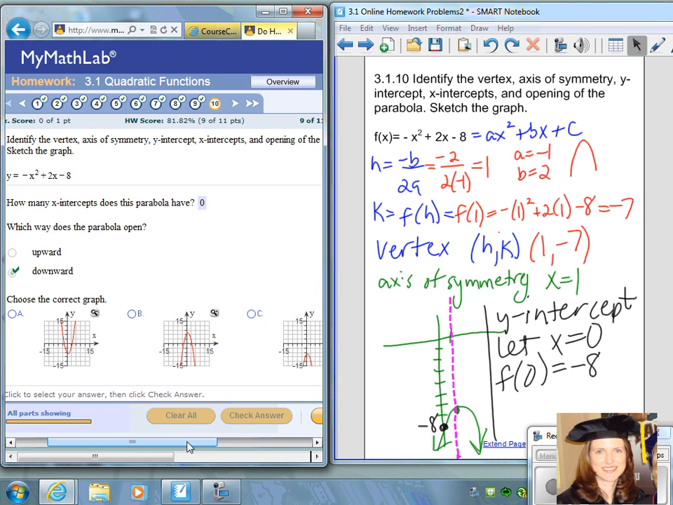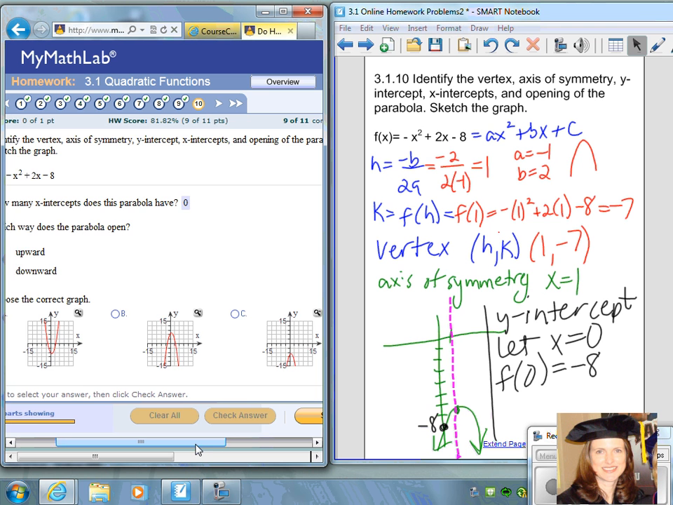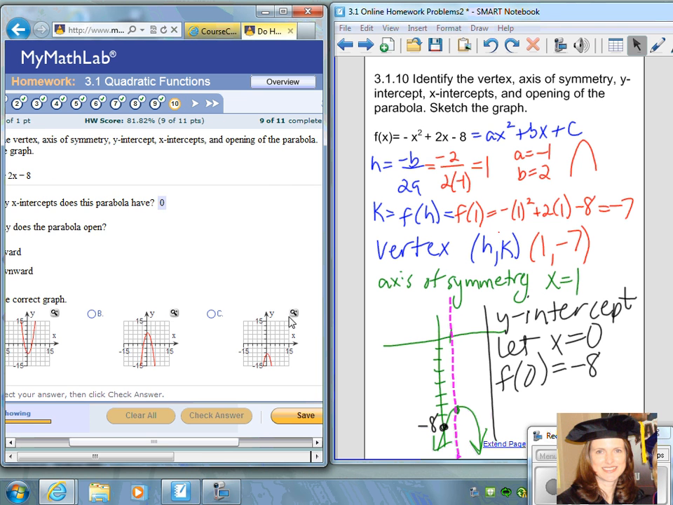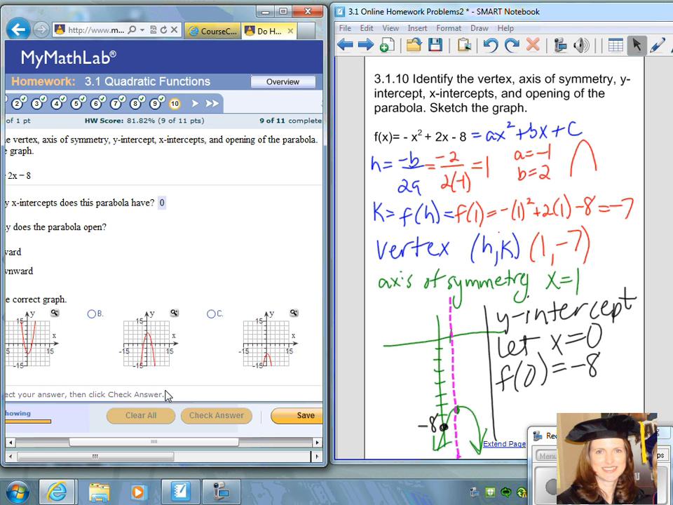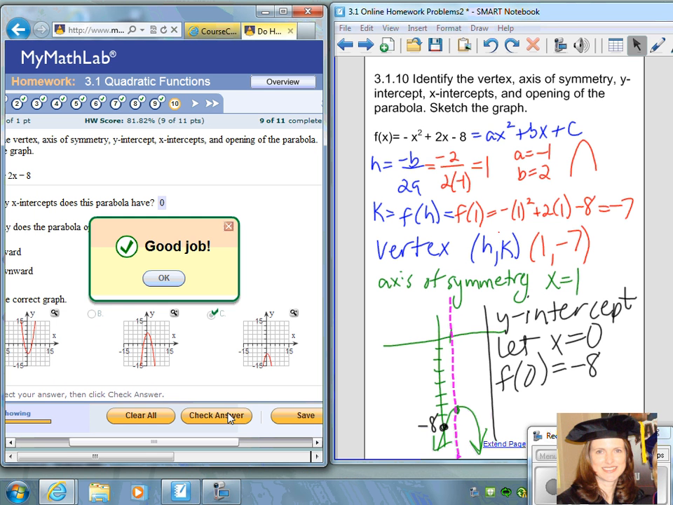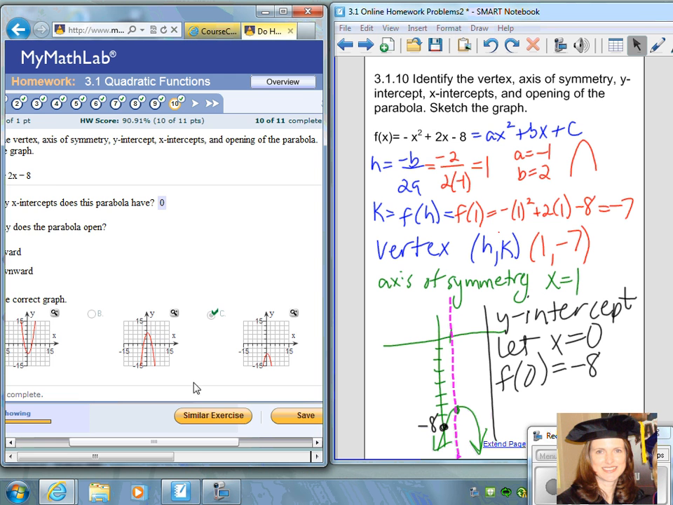We want to select the graph that shows a parabola with a vertex. It looks like the third option here, the vertex of 1, -7, and y-intercept of -8. Now look at the scale here, it goes from -15 to +15. So that looks about right. Looks about like -7 and -8. I'm going to make that choice and check the answer.